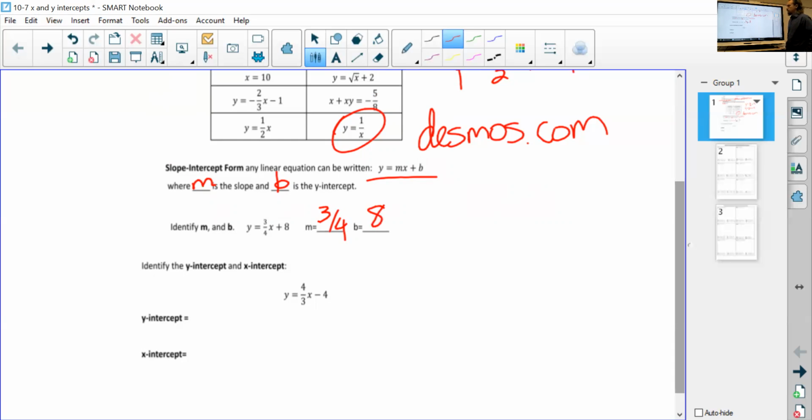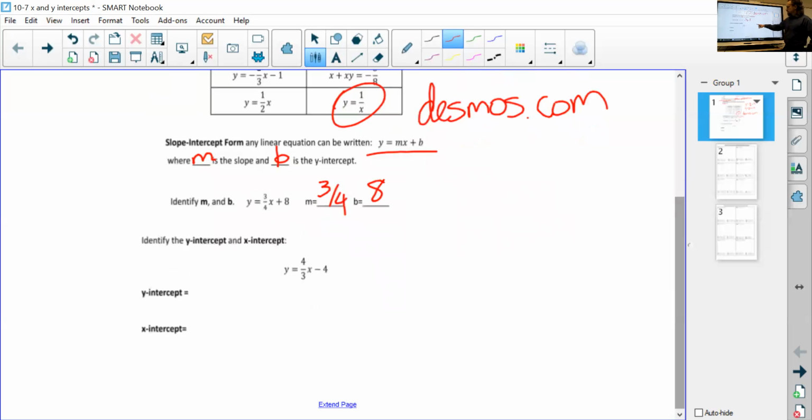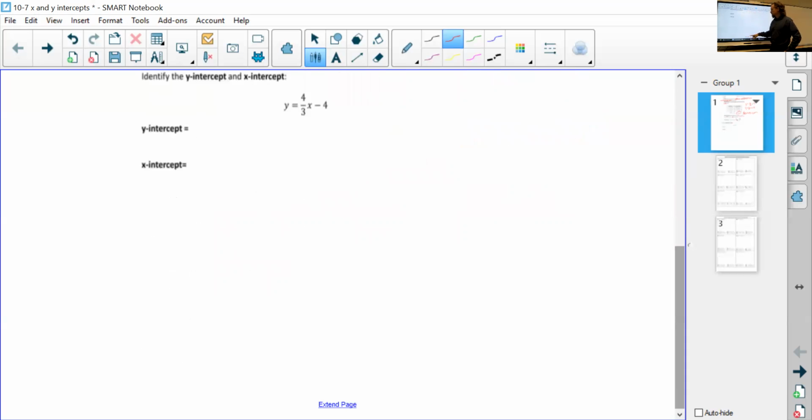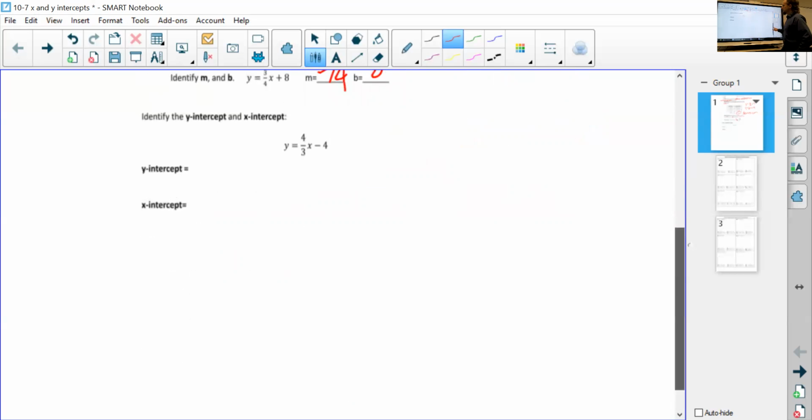Okay? And what you're going to have to do on the practice today is it's going to give you an equation in slope-intercept form, and you need to identify the x and y-intercept. So the y-intercept is nice and easy. It's just what comes at the end. What is this constant at the end of our equation? So our y-intercept here would just be -4.